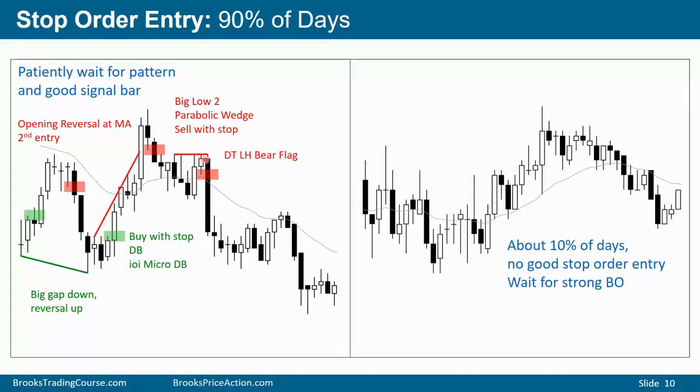Double top, lower high, bear flag. We're starting to reverse down, and we're pulling back to a double top. Might break below the neckline and fall for a measured move.